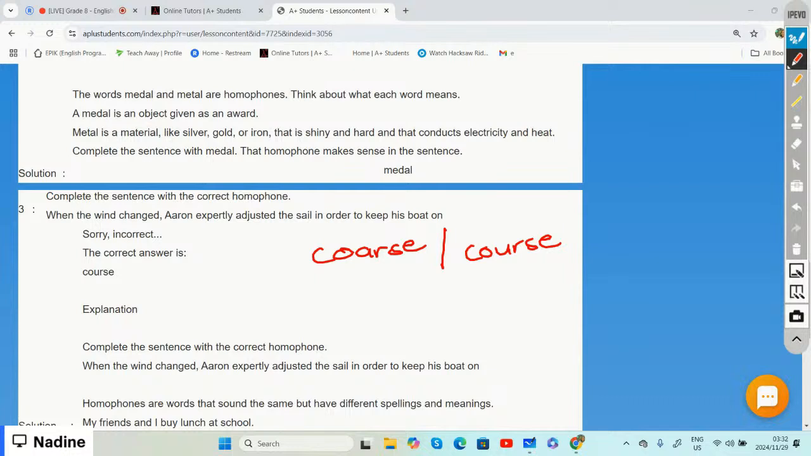And if we were to choose the correct option, course. So when the wind changed, Aaron expertly adjusted the sail in order to keep his boat on course. So course, course, is correct.